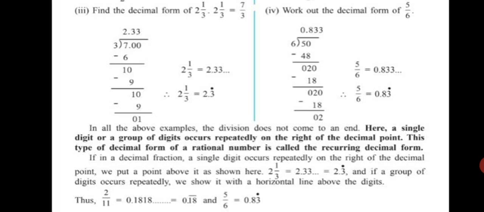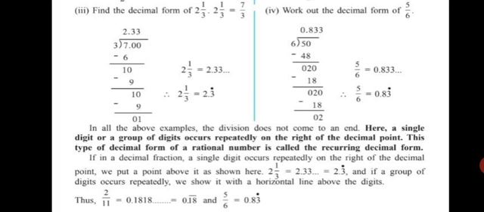If in a decimal fraction, a single digit occurs repeatedly on the right of the decimal point, we put a dot above it, as shown here. Remember this. 2 1/3 is equal to 2.33..., 3 is repeating. So what do you write? 2.3 with a dot on top of 3.